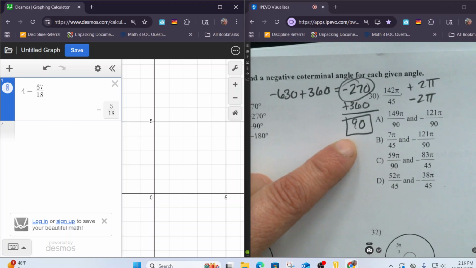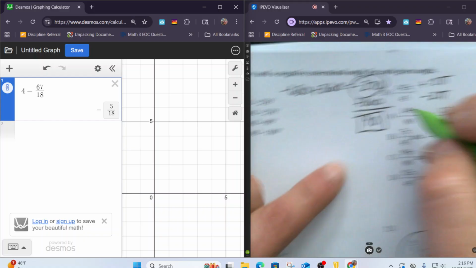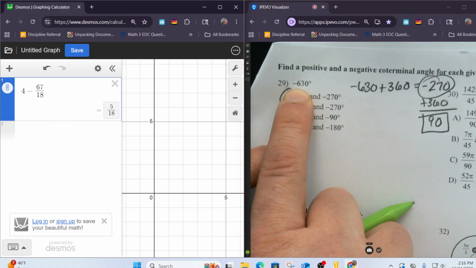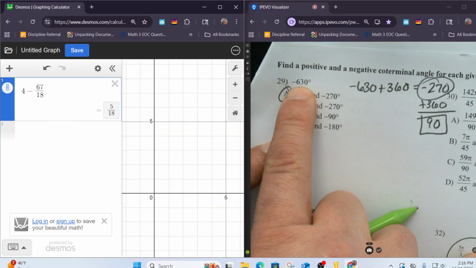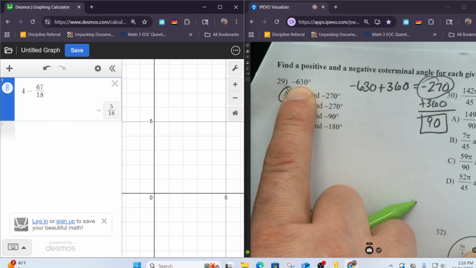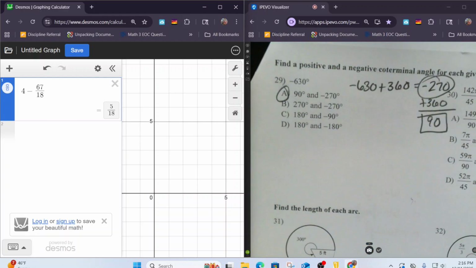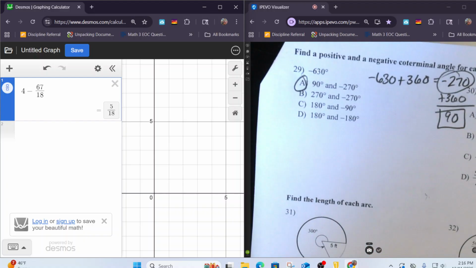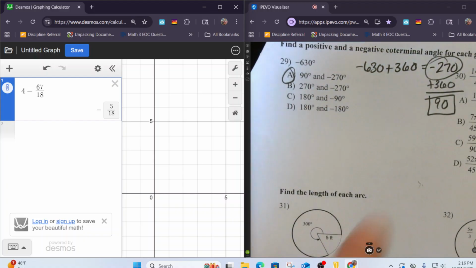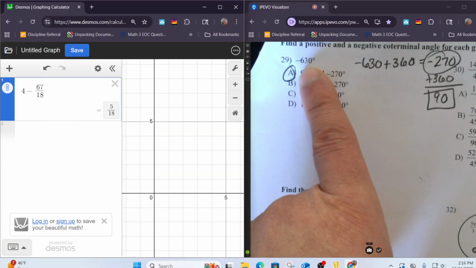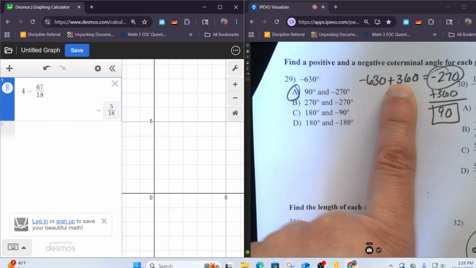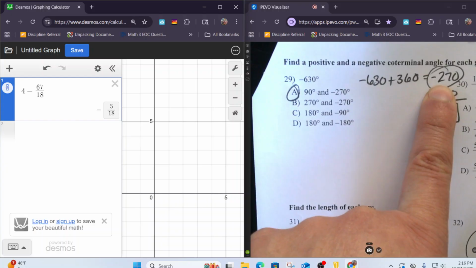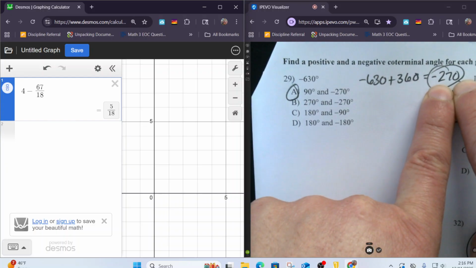Some people, when I say give me a negative and positive, will give me a positive and that's it. Guys, I've already got this. I don't need this one. You've got to give me another negative. Whenever you did the positive, you added 360 to the given angle measure. That was still negative, so that will count for another negative coterminal angle.